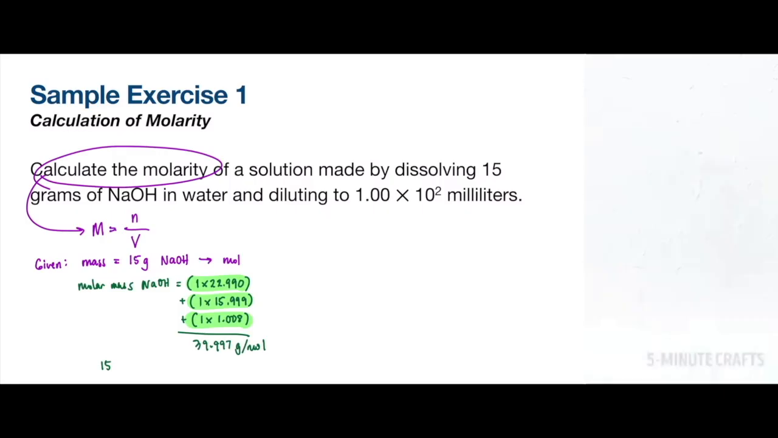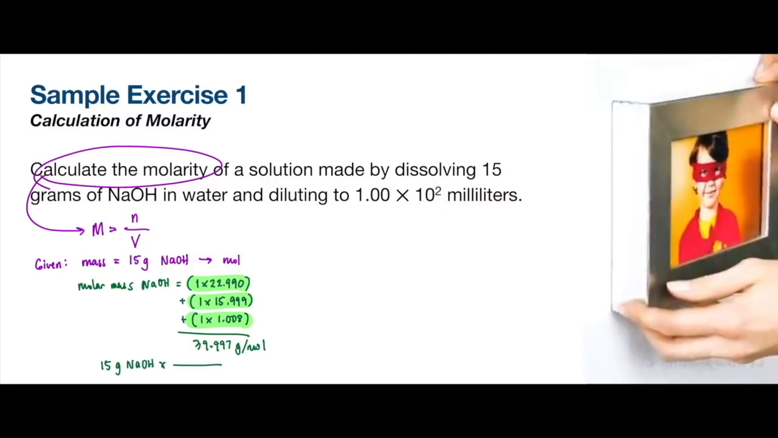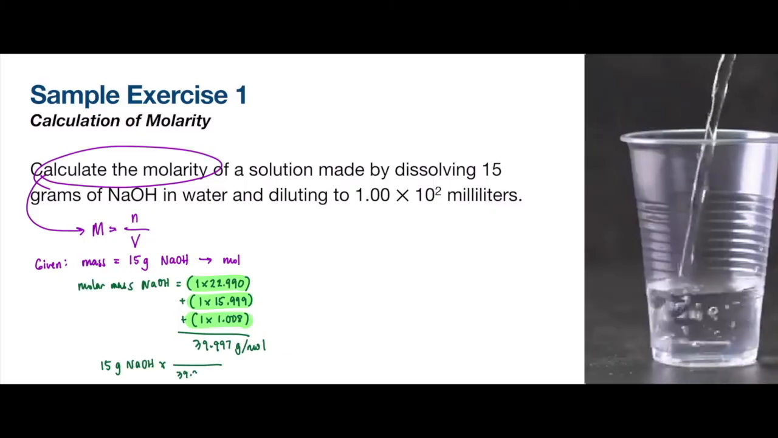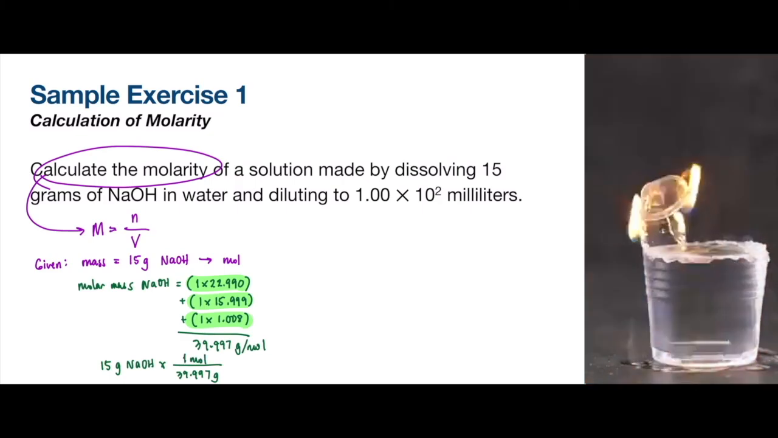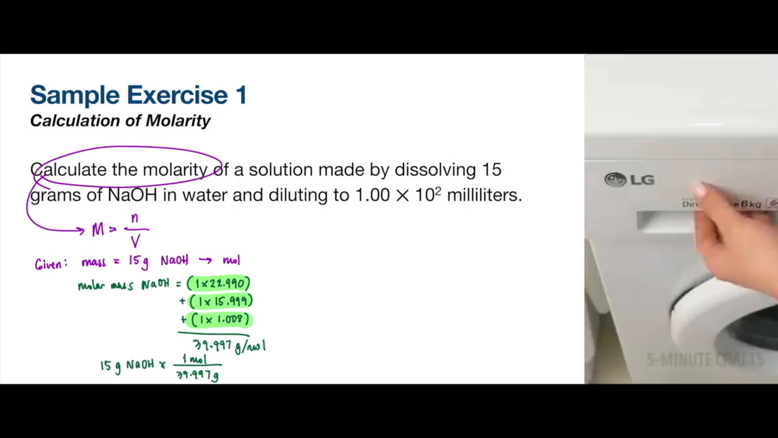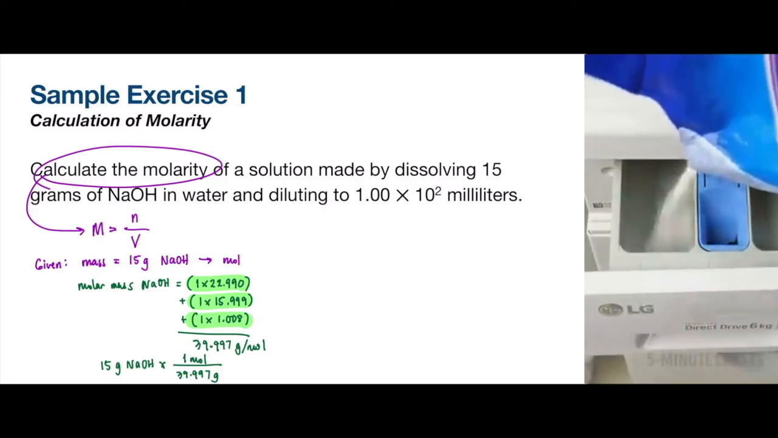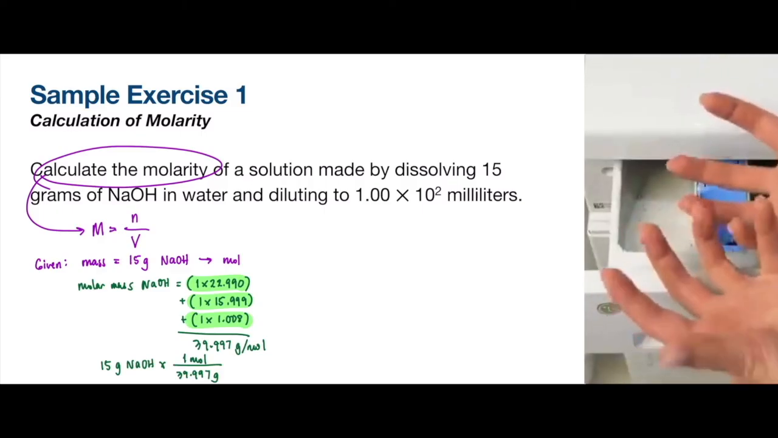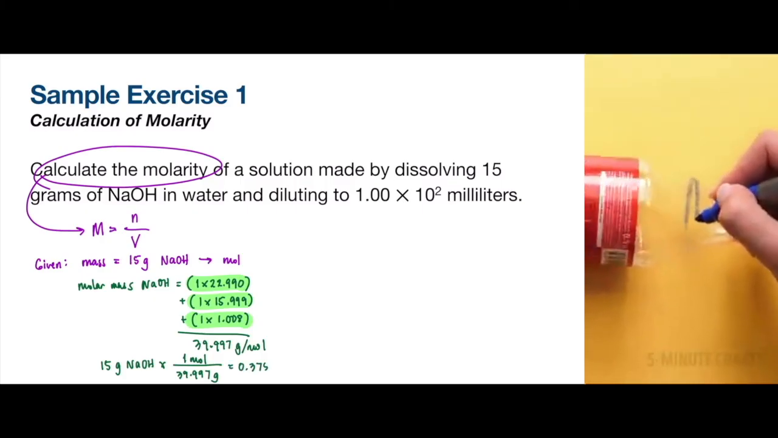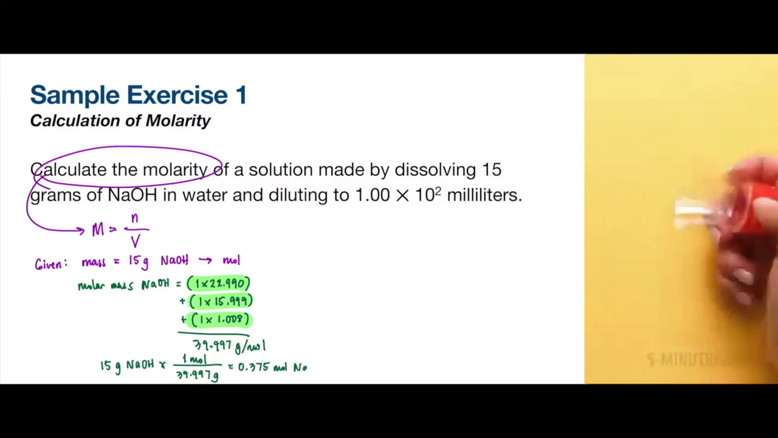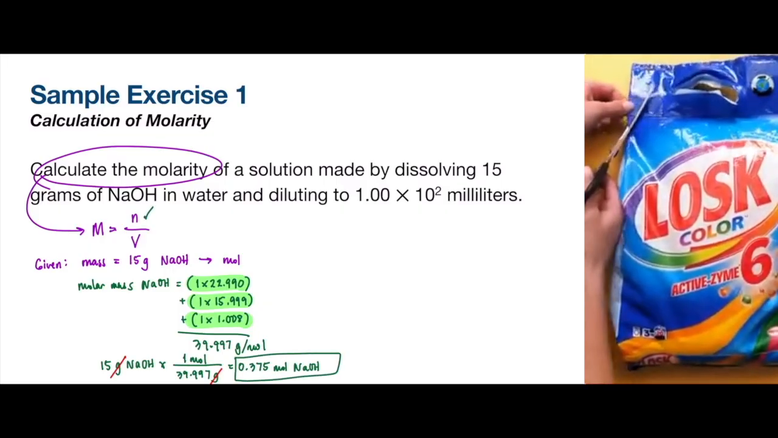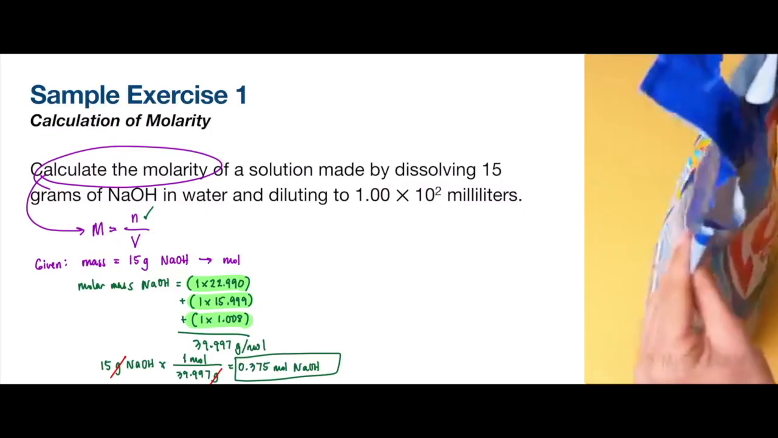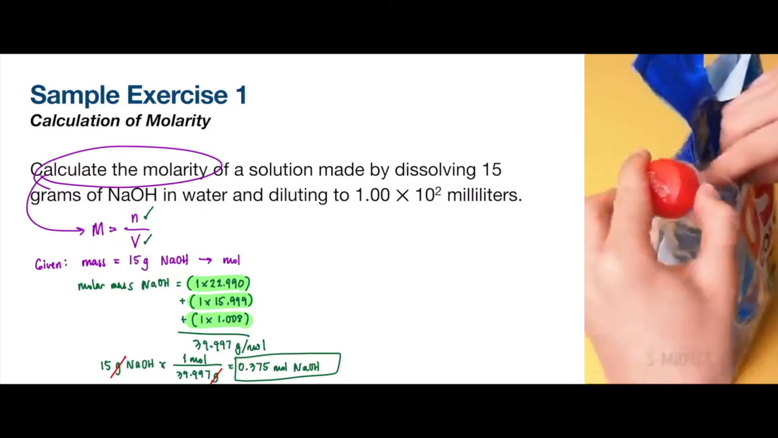We start with 15 grams of NaOH, then multiply it by the conversion factor, wherein 39.997 will be at the denominator and the 1 mole will be in the numerator. So 15 grams of sodium hydroxide times 1 divided by 39.997 is equal to 0.375 moles of sodium hydroxide. Now that we have the moles of solute, that is our n in the formula, we have to identify the volume of our solution in liters.